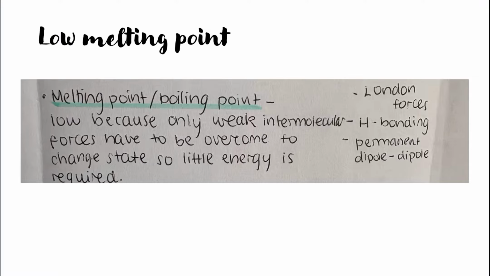So, in a simple molecular compound with a simple molecular lattice structure, there will be a low melting point. And this is because they only have weak intermolecular forces that need to be overcome to change their state. And this means little energy is required. So here's on the right some examples of the weak intermolecular forces. These include London forces, hydrogen bonding, and the permanent dipole-dipole. Note, this is specifically for AS students in terms of knowing the actual weak intermolecular forces. You do not need to know it for GCSE.